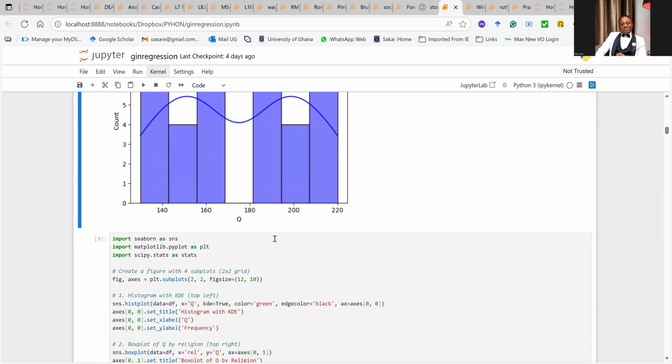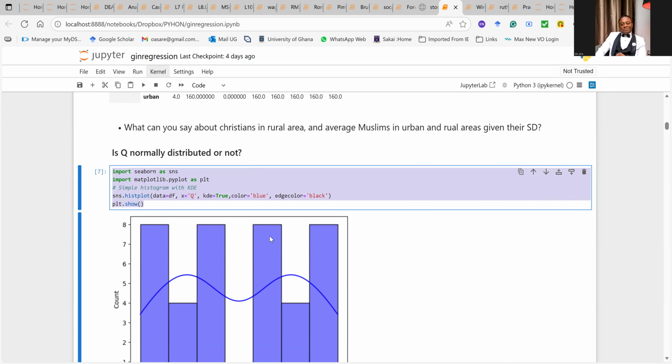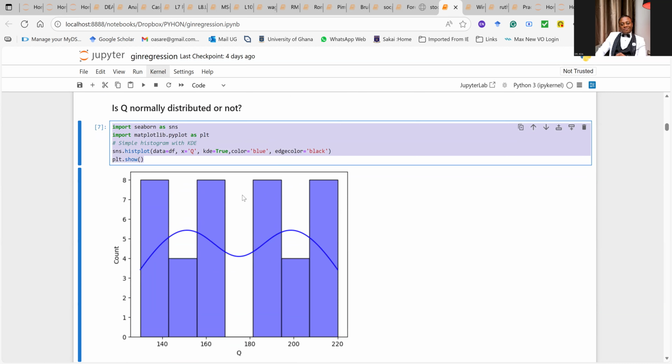I'm going to show you a similar one where you do other graphs. But before we go to those other graphs, look at this one carefully. This is quantity demanded of generators. What does that tell you in terms of normality, just looking at the graph? Is it normally distributed or is it not normally distributed? And why?